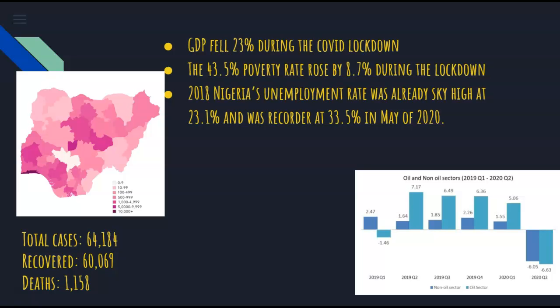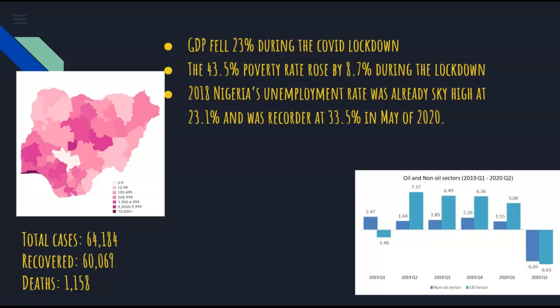Their GDP fell 23% during the COVID lockdown. The 43.5% poverty rate rose by 8.7% during the lockdown. In 2018, Nigeria's unemployment rate was already sky high at 23.1% and was recorded at 33.5% in May of 2020, and has not decreased as of now and is expected to continue to increase, due to the numbers from the previous year. They expected that the economy would turn around, but instead, due to COVID, it has actually plummeted.